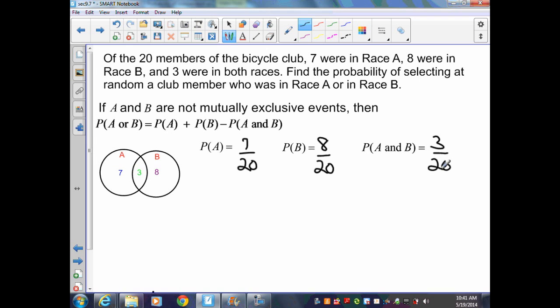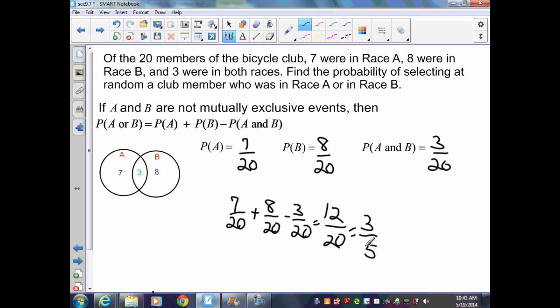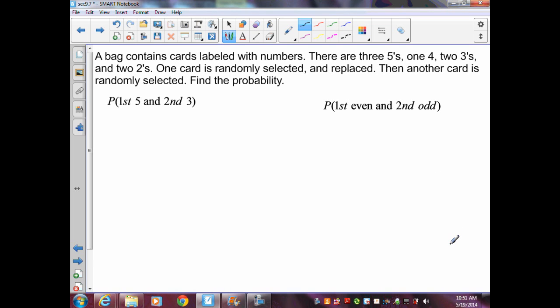Therefore, using the formula, we have 7/20 plus 8/20 minus 3/20, which equals 7 plus 8 is 15, minus 3 is 12/20, and we simplify that, and that's going to be 3/5. Which means if I change that to a decimal, that's 0.6 or 60%.